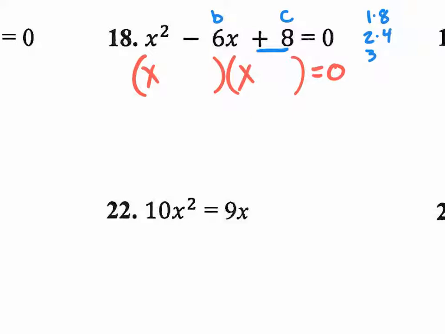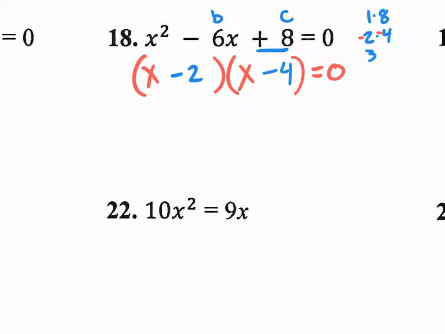Which pair of numbers, when I combine them, gives me the b value? 2 and 4, right? 1 plus 8 is 9. That's definitely not 9. 2 plus 4 is 6. And that's 6, but it's negative, which means we have the right numbers, just the wrong signs. So let's put a negative in front of the 2 and a negative in front of the 4, and that's what we're actually going to plug into our factored form answer format here.